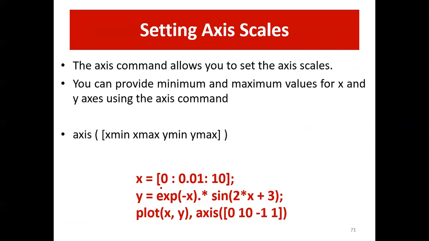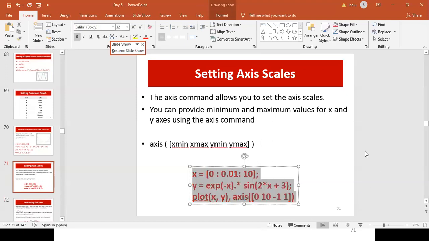Here we have x equal to 0, 0.1 is the increment, 10 is the maximum, and y is the exponent of minus x multiplied with sine of 2 power x plus 3. Then we generate the plot. The axis is 0, 10, minus 1, plus 1. So the user can define what axis values we need, and depending upon the axis values, the plot is generated.